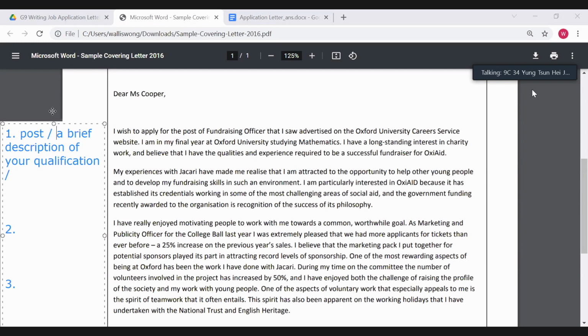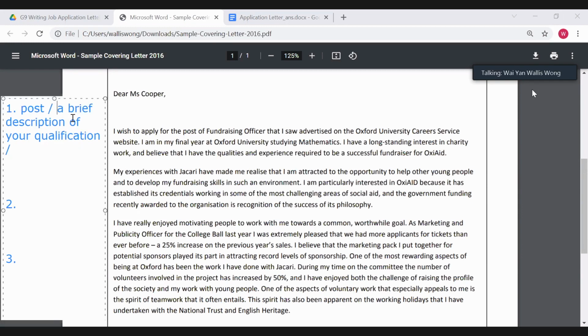What did you study, and Gordon said it. No, Gordon said it already. I said after you mention the post, then what should you say? Just why you think that you can apply for the job. No. In the first line. Ryan. You say you believe you have the qualities and experience to apply for this job. No. I said in the first sentence, I wish to apply for the post of fundraising officer.